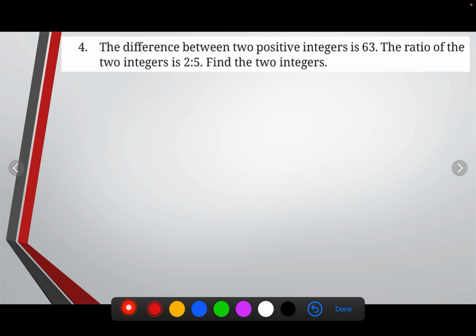Difference between two positive integers is 63. Whenever I have been given the difference, I have two ways of writing. Let the numbers be x and x plus 63, or I can also write x and x minus 63. I just have to show the difference. Whether I show the difference in plus or in minus, that does not matter.